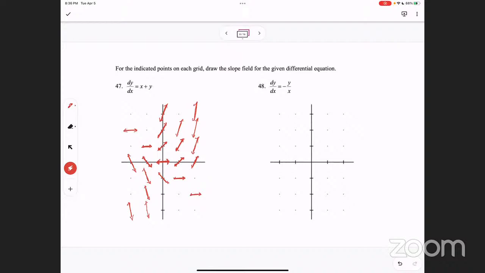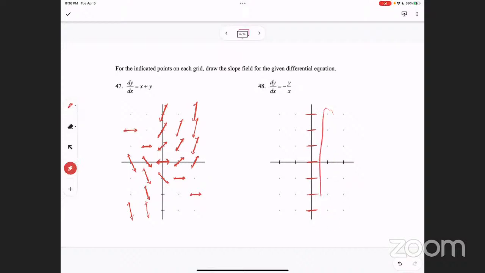So for this number 48, again, just plug in. It's undefined wherever x is 0, because you can't divide by 0. So you don't draw anything in for these ones. And wherever y is 0, the slope is 0. So all of these are going to just be 0. You actually don't have to draw arrows on these, by the way. So those are all 0.